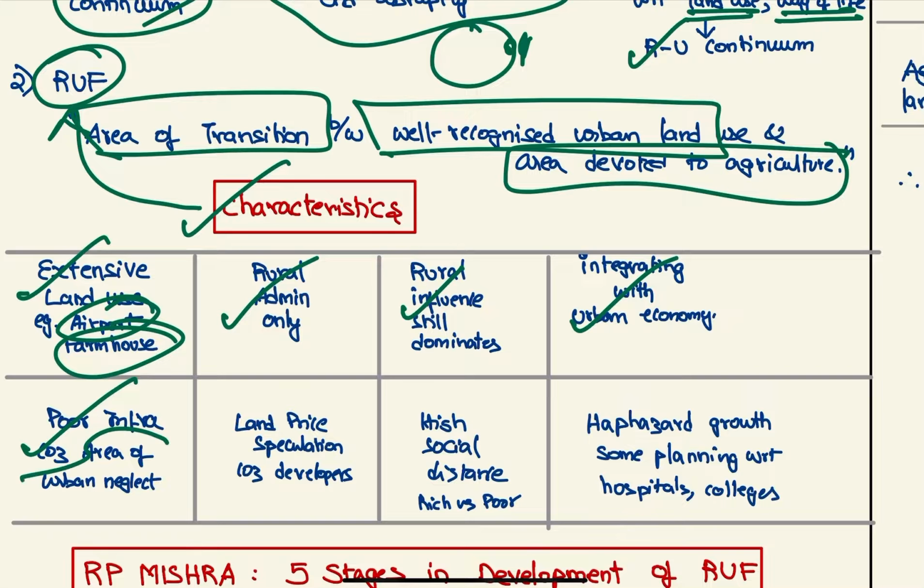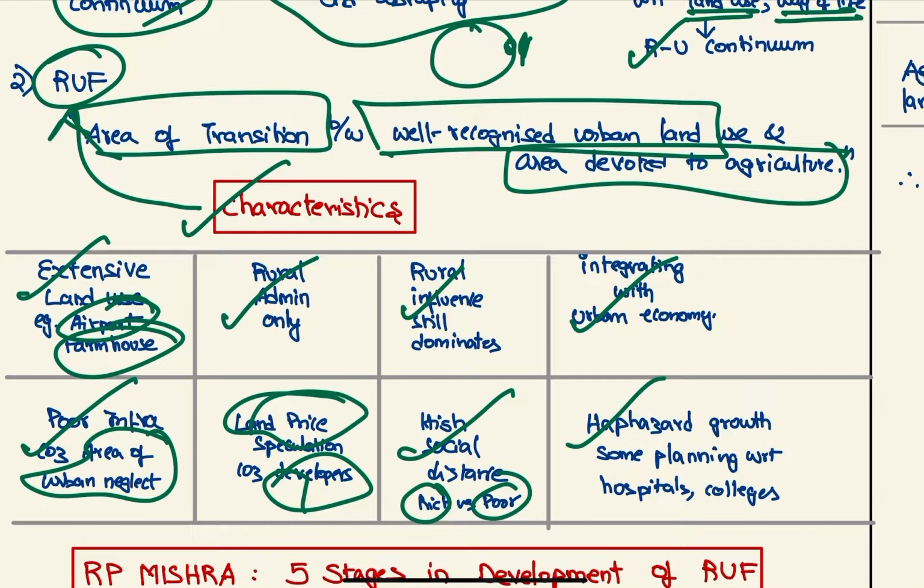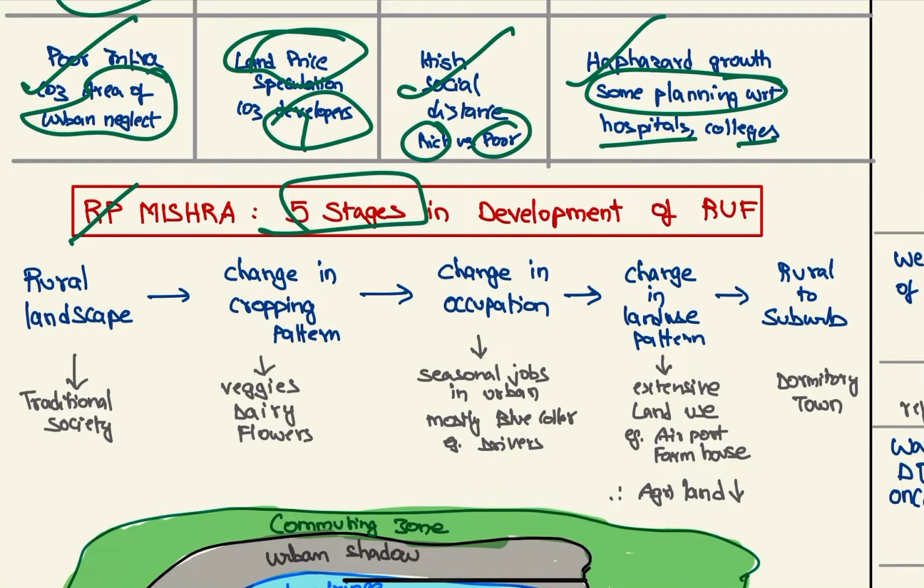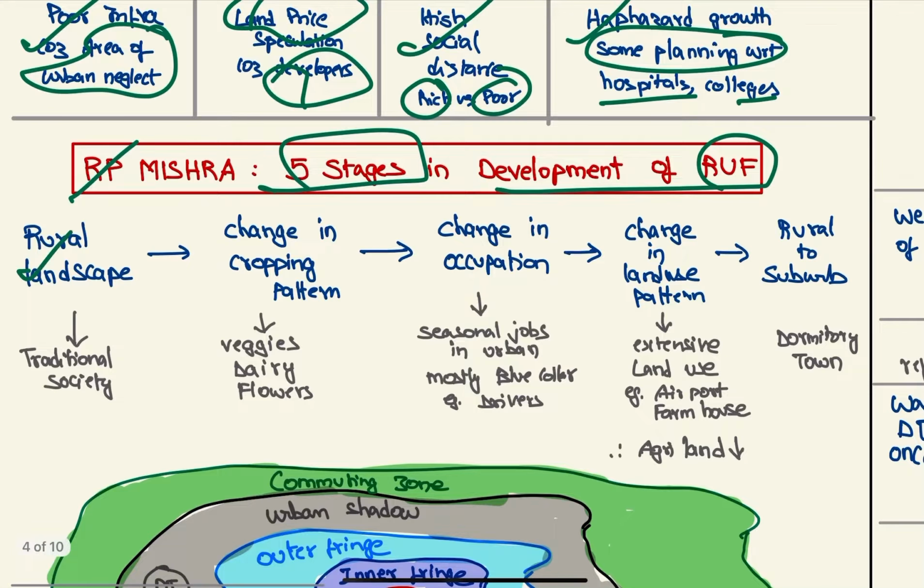Poor infrastructure, because these are areas of urban neglect. Land price speculation will be there because of real estate developers. There is high social distance between rich and poor, and haphazard growth, but there will be some planning with respect to hospitals and colleges.